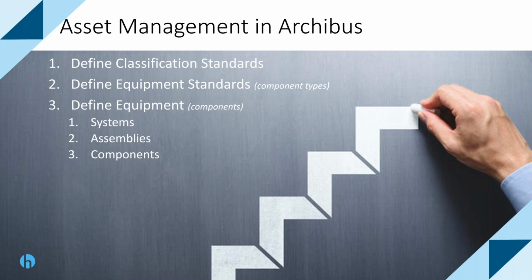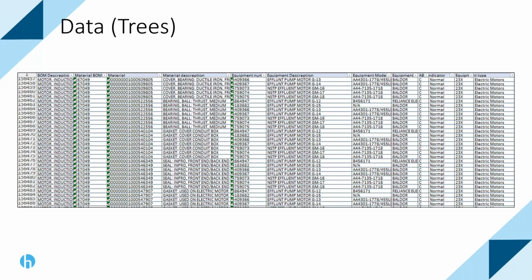And in Archibus, equipment represents not just systems, but also the assemblies that make up the systems and the components. So everything is a record in the same data table. And we'll get to that in just a minute. But first, I want to reiterate the issue here.